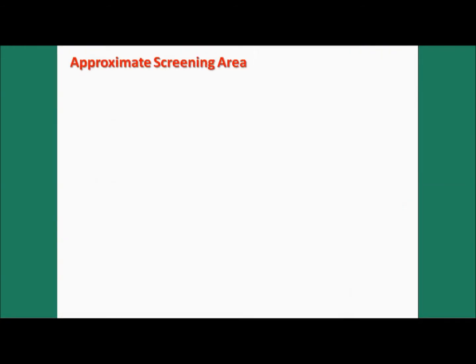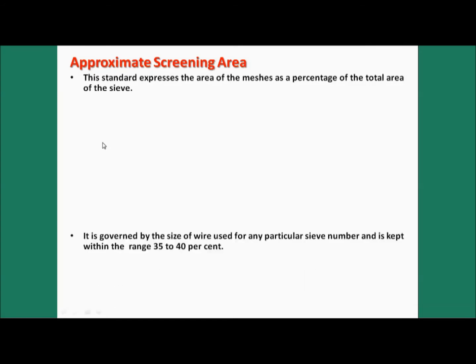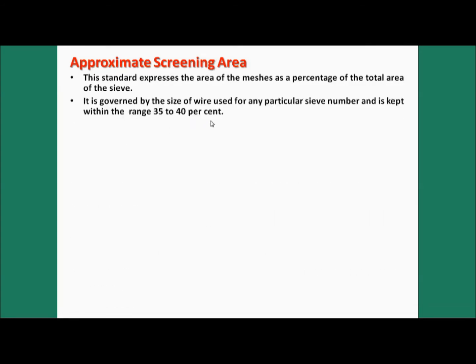Now the next thing is the approximate screening area. It is 35 to 40%. The standard expresses the area of meshes as a percentage of the total area of the sieve. Suppose the total area of the sieve is 100 square centimeter, right? Then the approximate screening area is just 35 to 40% of this 100 square centimeter area or whatever it is, right?